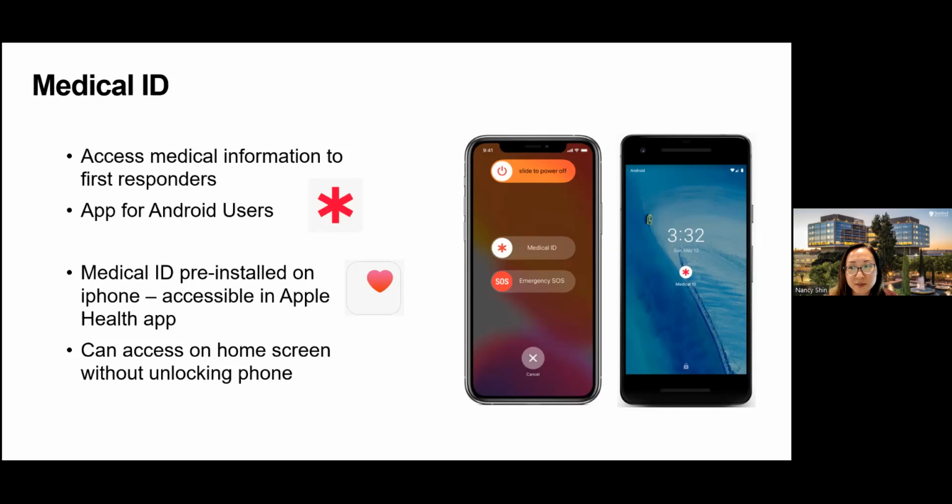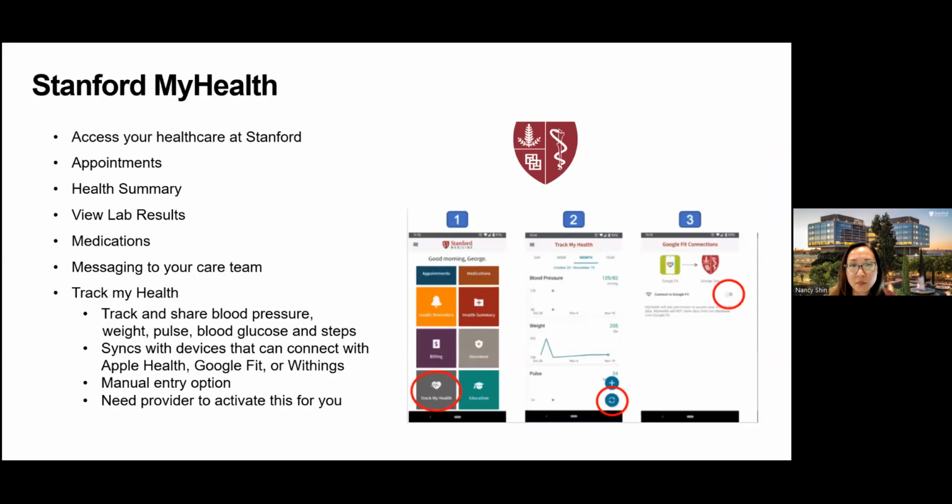So Medical ID comes pre-installed on the Apple phones, but Android phones do not have this, and so there is a Medical ID app that you can get that basically does the same thing. And these are accessible through your lock screen of your phone. So it's not like somebody has to actually go into your phone to get this data, but there is a way to just access that health information while your phone is locked.